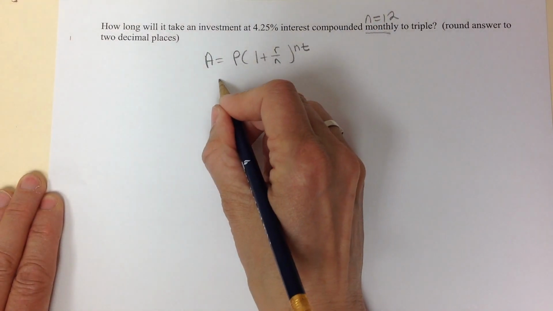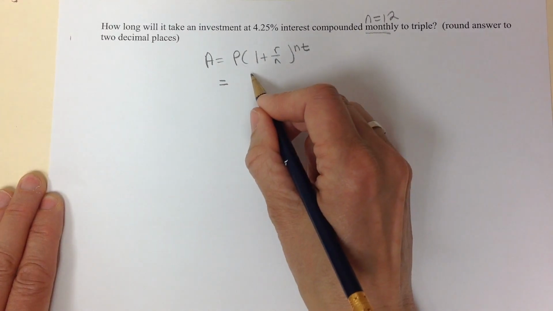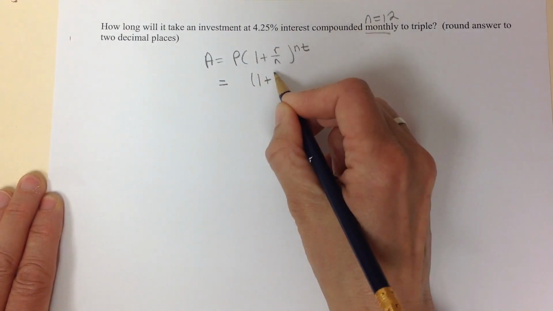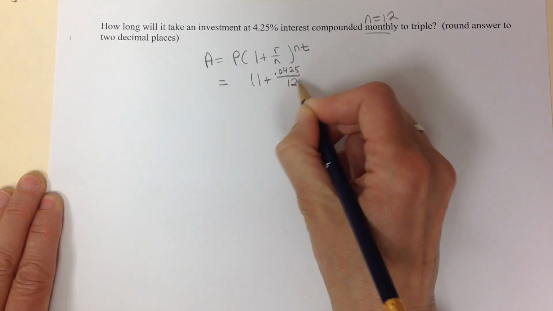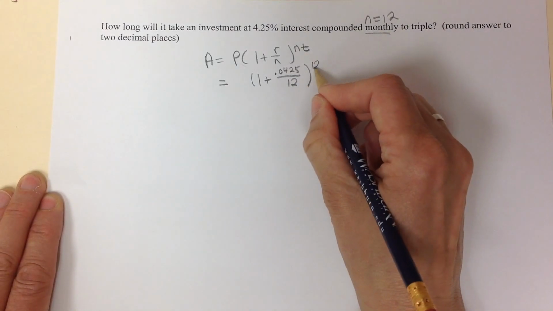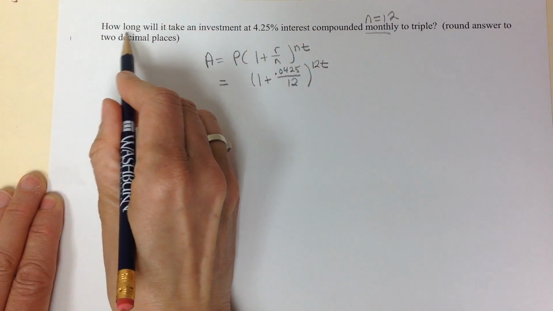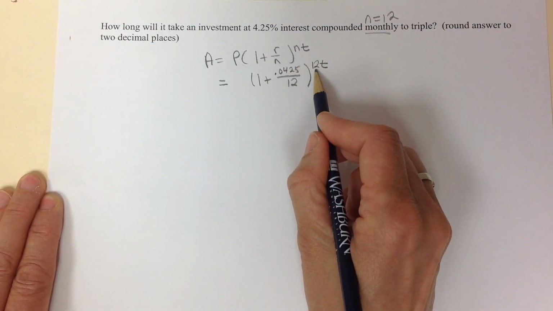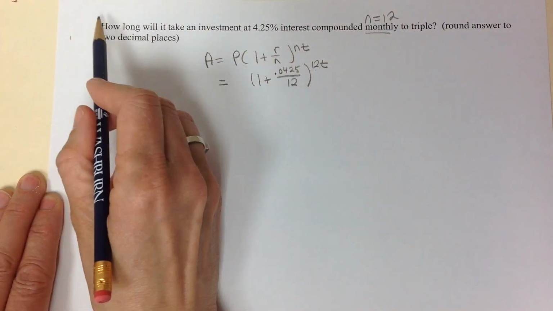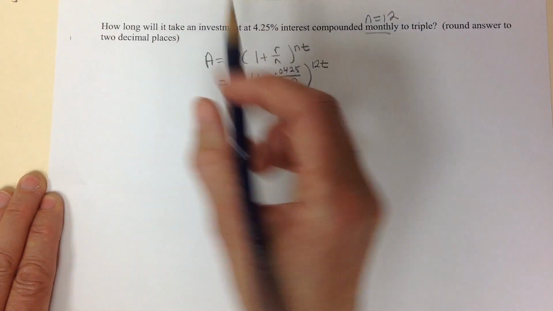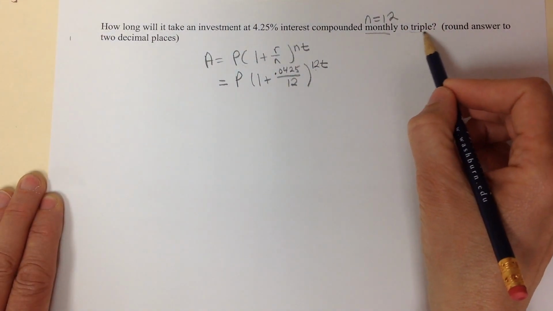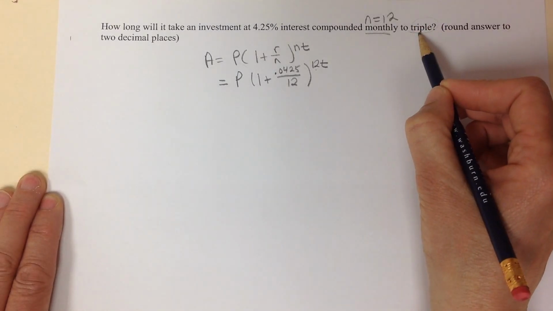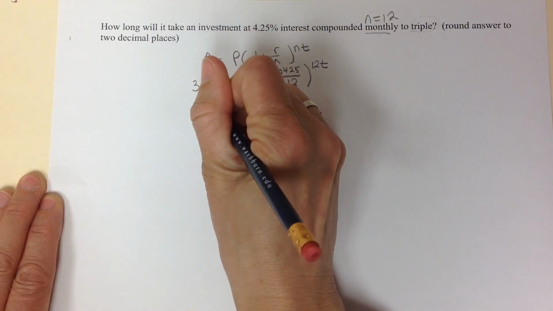Okay, so now if I start putting in the information that I have: 1 plus, my rate is 0.0425 over 12 for N. I do not know T because I'm asked how long, but I know N is 12. I am not told an amount that's invested, so that's going to stay P. At the end, I want triple what I started with, so that will be 3P.